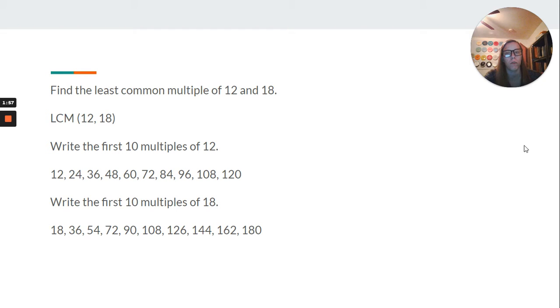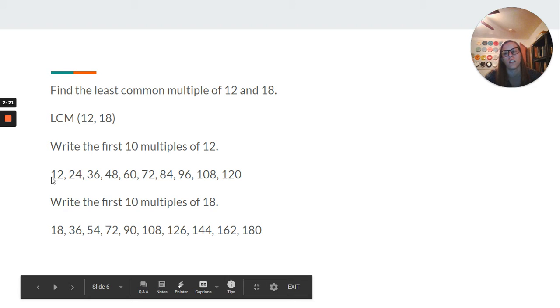Now let's find the least common multiple of 12 and 18. So write out the first 10 multiples of 12. Here we're probably never going to get over 10 multiples of the number before we should be able to find our least common multiple. In some cases you might have to go further, but we'll start with 10.